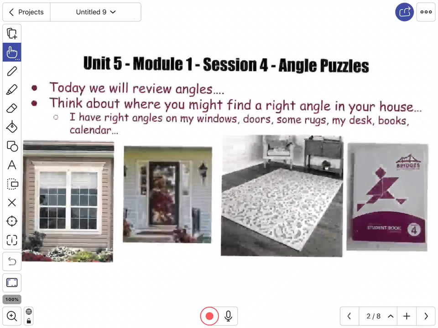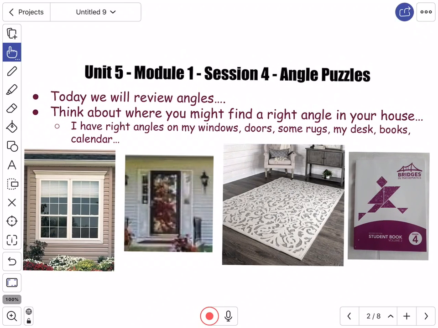Going to do Unit 5, Module 1, Session 4, called Angle Puzzles. This one's going to be a bit quicker than the ones before. First of all, we're going to review our angles. So like I said, today we're going to review angles.